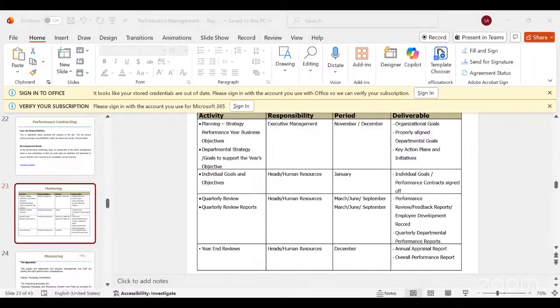And the balance scorecard approach. Madam Selina, kindly unmute. I had to mute everybody.